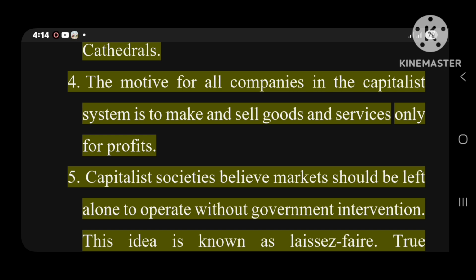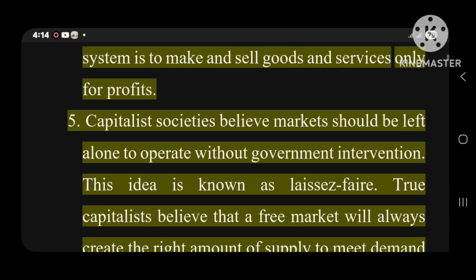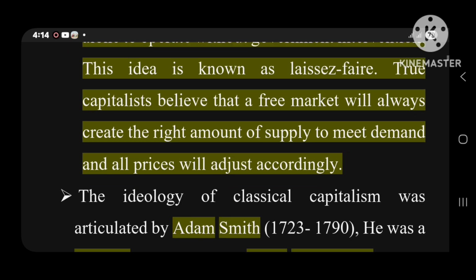Capitalist society believes markets should be left alone to operate without government intervention. That means a free market economy. When I say free market economy, the price and the allocation of resources or the production of commodities is decided by supply and demand. This was a characteristic of capitalism.